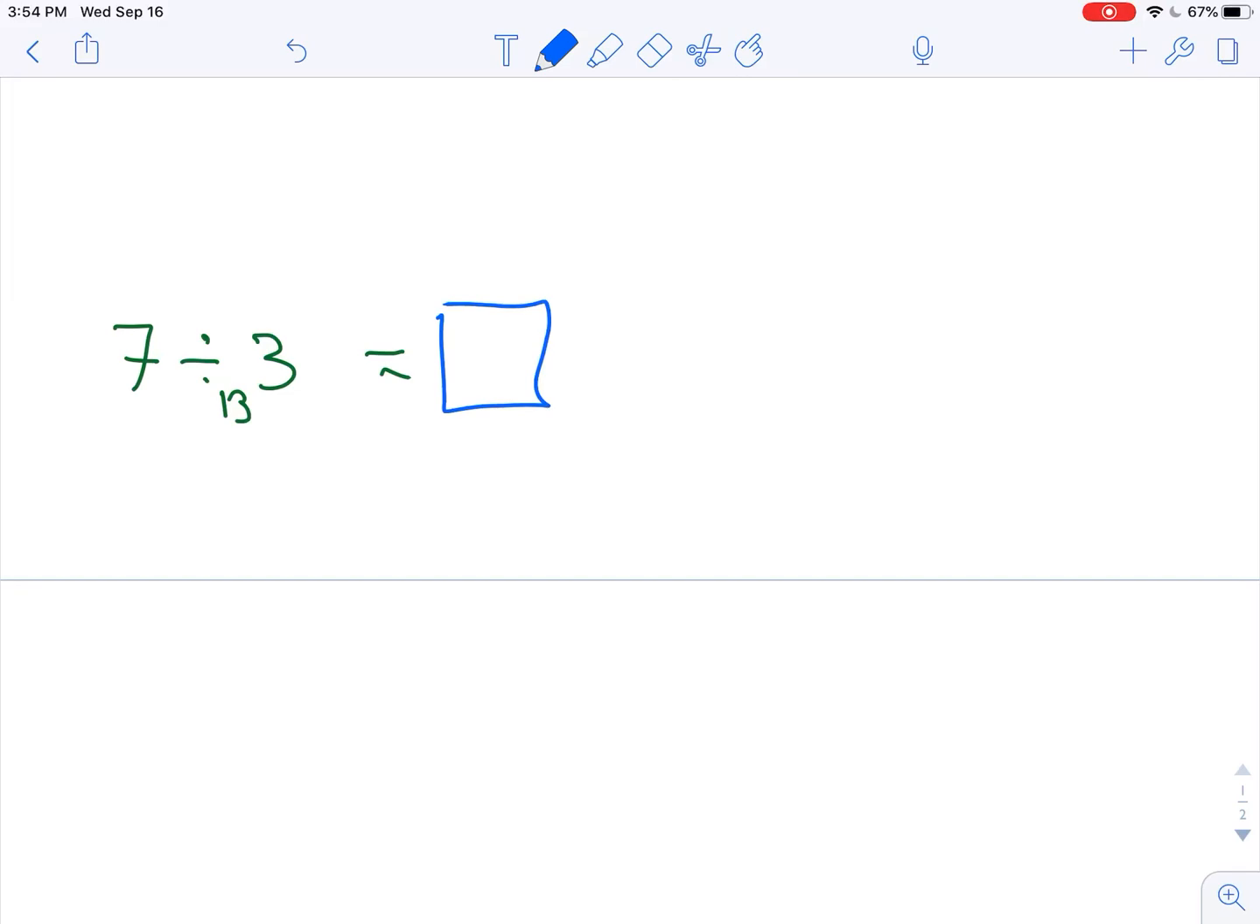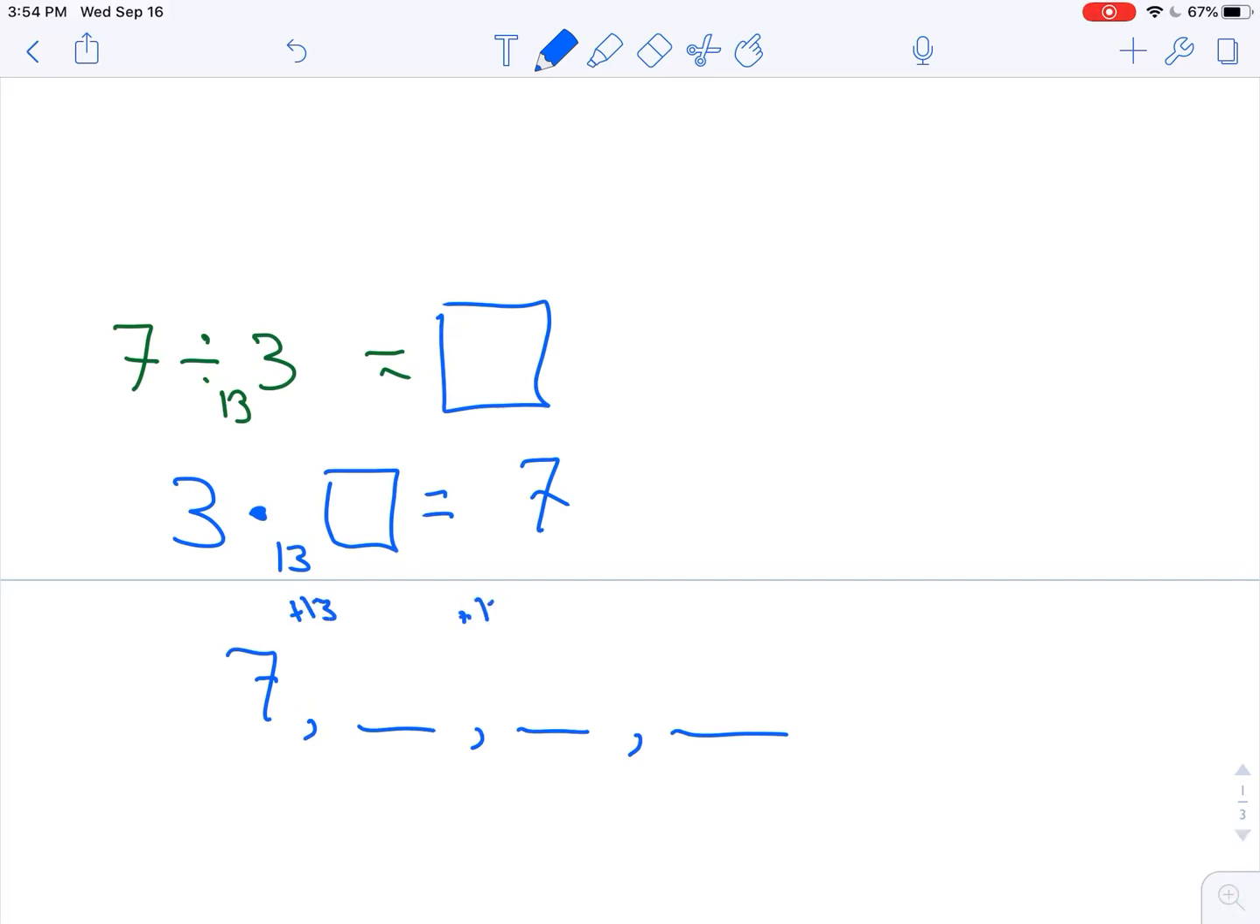One more example. How about 7 divided by 3 equals, well, some blank. We don't know what that is. But again, we can write the related multiplication problem. Hopefully that helps. 3 times that blank in mod 13 equals 7. So again, I'm just starting with 7. And I'll just add 13 until I find some multiple of 3. So again, we're going to look for multiples of 3.